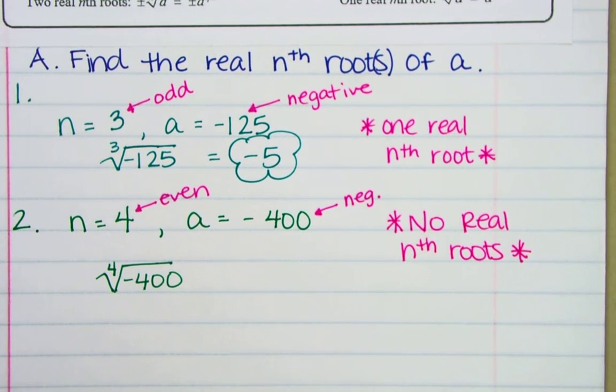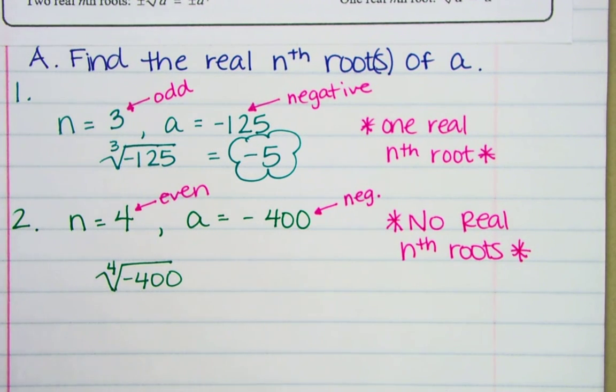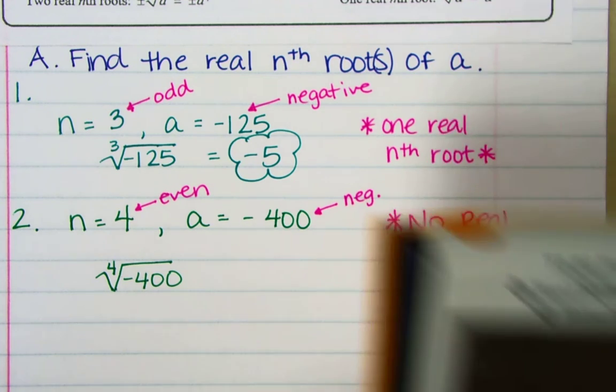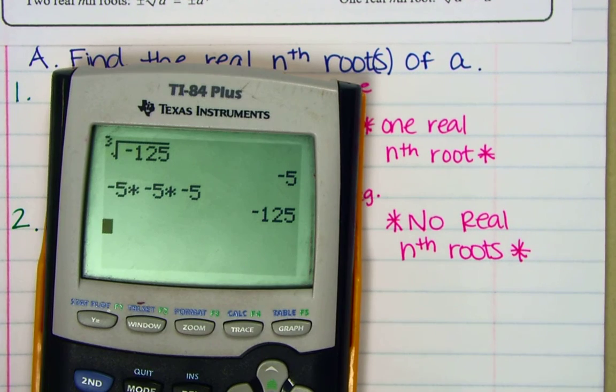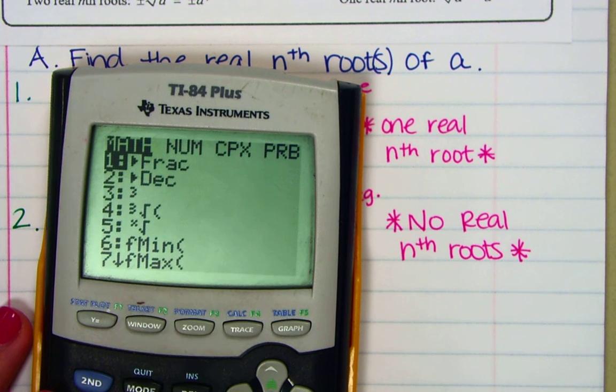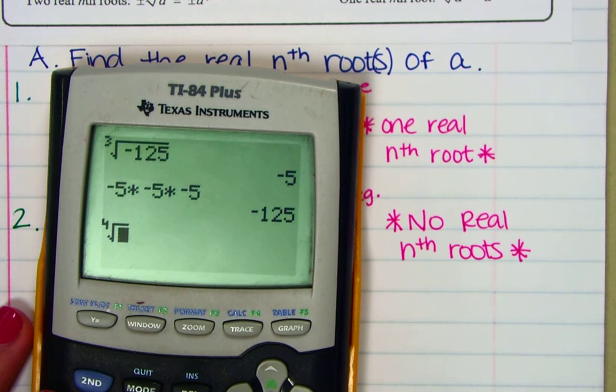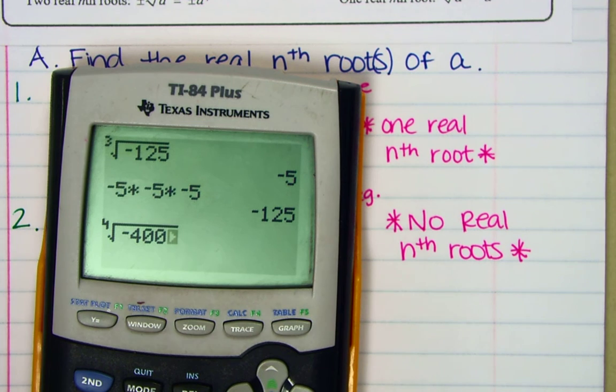You're not going to see that a whole lot. Maybe like once on a quiz and once on a test just to make you remember. But again, to do this, I would do 4 math 5. Okay, that puts the 4 right there. Then negative 400. Why don't y'all try that? Do 4 math 5.